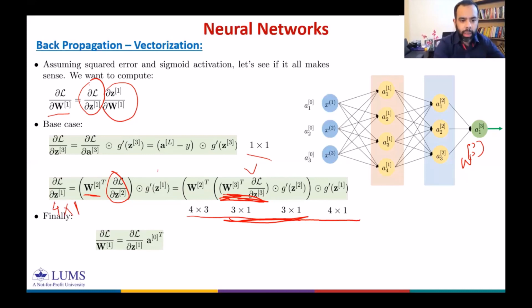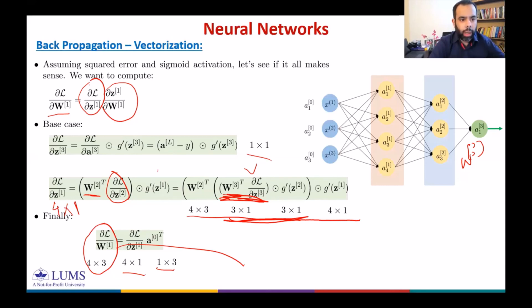And when you multiply this with A0 transpose, which is 3 inputs, right? 1 cross 3. So 4 cross 1 into 1 cross 3, you get derivative of loss function with respect to weight 1, which is 4 cross 3. And we know that W1 is 4 cross 3. And therefore, we can use this to update W1. Right? So I think it all makes sense.